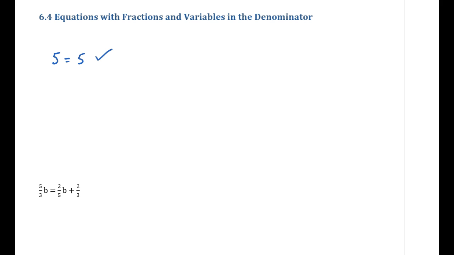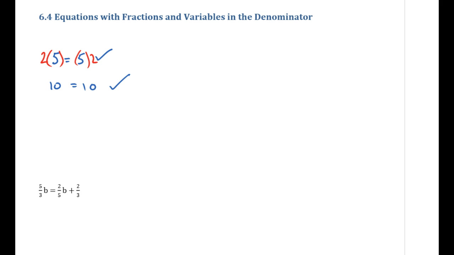Now, what if I multiplied both sides by 2? I'm going to multiply this side by 2, and I'm going to multiply this side by 2. Am I allowed to do that? Well, let's see what happens. The left side becomes 10, and the right side also becomes 10. The left side equals the right side, so everything's okay.